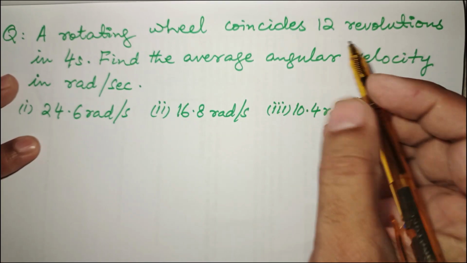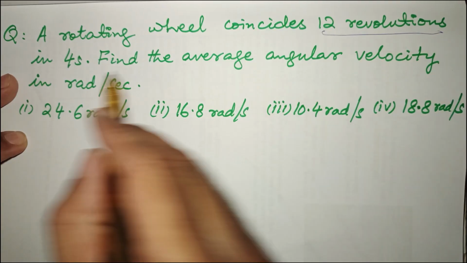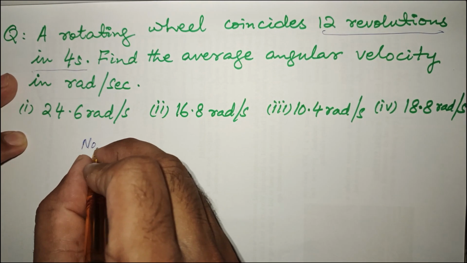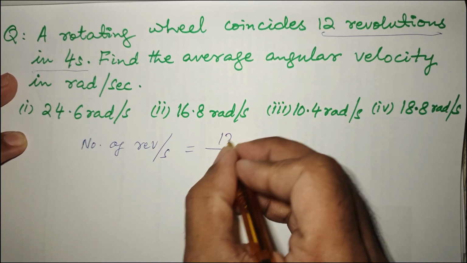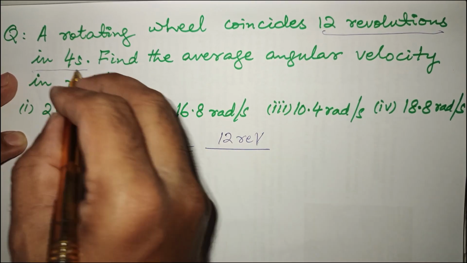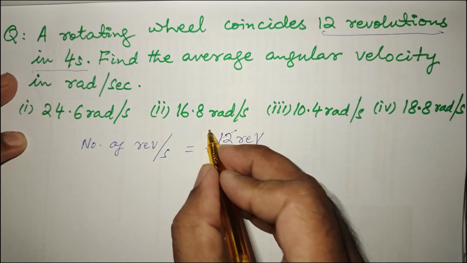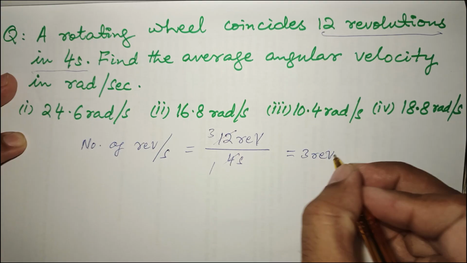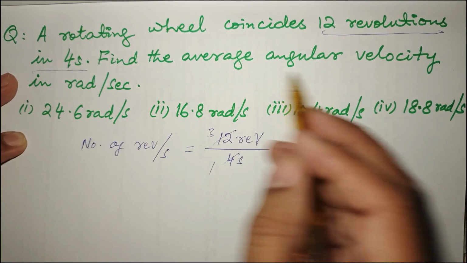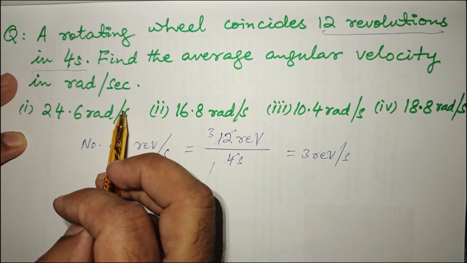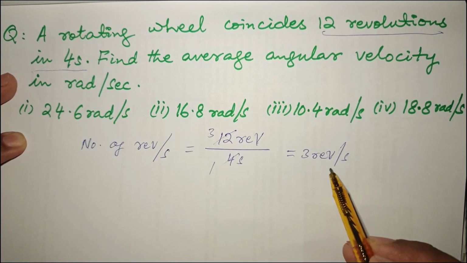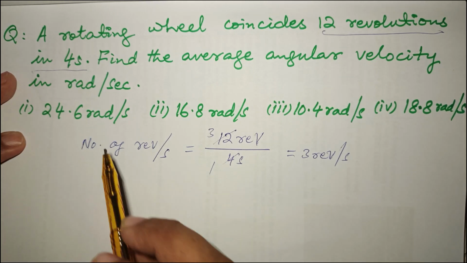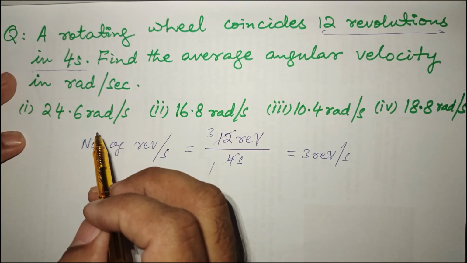A rotating wheel completes 12 revolutions in 4 seconds. So number of revolutions per second. How many revolutions? 12 revolutions. In how much time? 4 seconds. 4 ones are 4, 4 threes are 12. This is 3 revolutions per second. Now find the average angular velocity in radian per second. This is the angular velocity, but it is given in revolutions per second. So we have to convert it into radian per second.